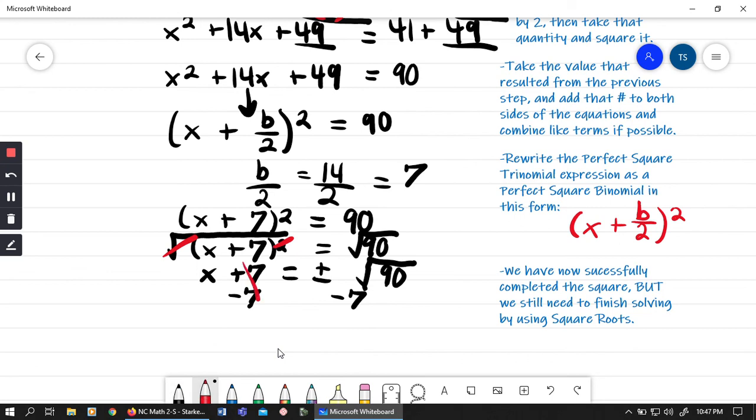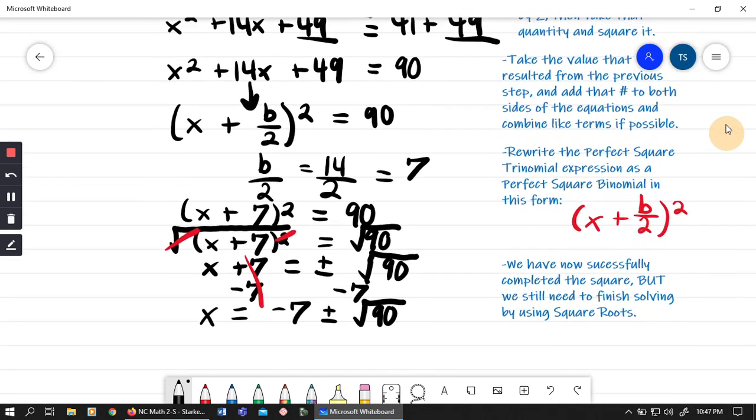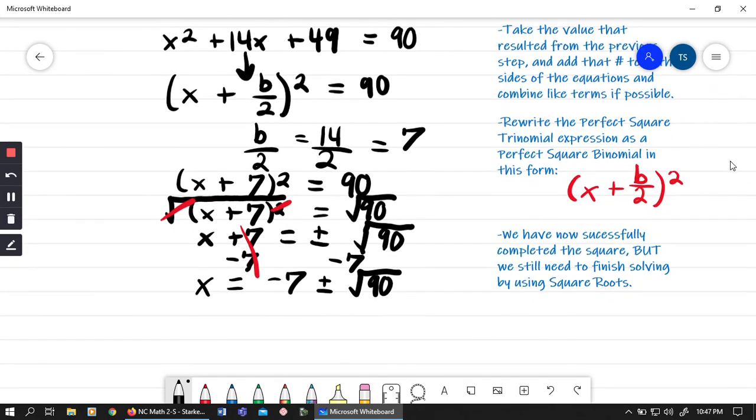Alright, so these two cancel, the 7s, and we've got left that x equals, and I'm going to just write it like this, negative 7 plus or minus the square root of 90. Alright, so this is the answer. However, we still need to simplify the square root of 90. Whenever you can simplify a radical, you should.